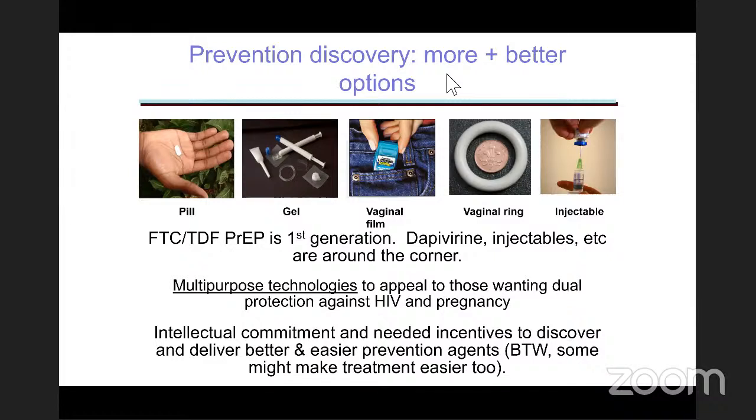What's also interesting is that as the prevention field moves that way, the treatment field is also moving in the same direction. So soon, rather than the way people go for ARTs and keep taking a pill every day, there are also going to be injections, implants, pills, and others that are longer acting. So the field is looking quite interesting.